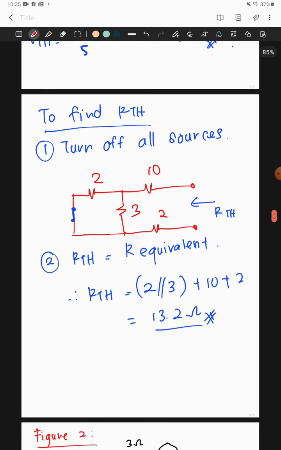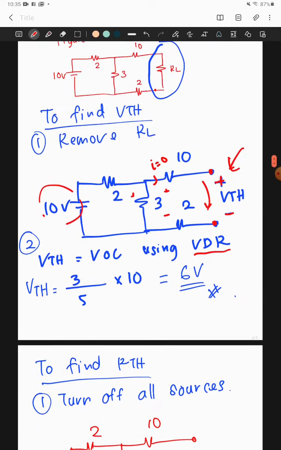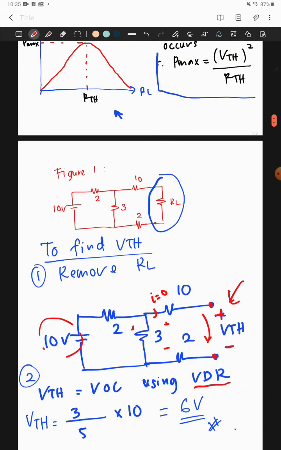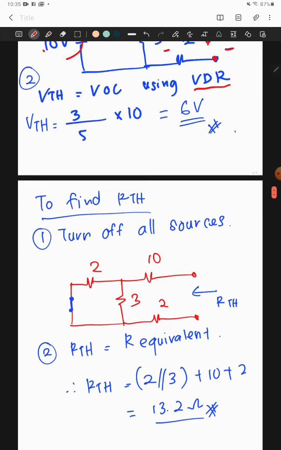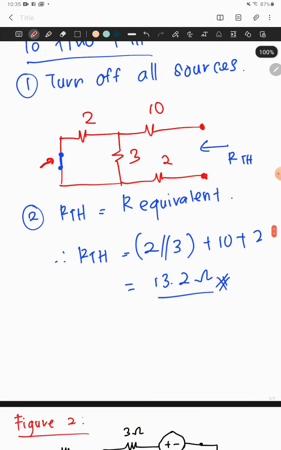The value for RTH can be found by turning off all the sources. In figure 1, the source that we have is the 10 volt source over here. In order to turn off the 10 volt source, we need to short circuit it. So therefore, this is the circuit that we have. To calculate the value of RTH, we find the equivalent resistance of this circuit. So we look from this terminal.